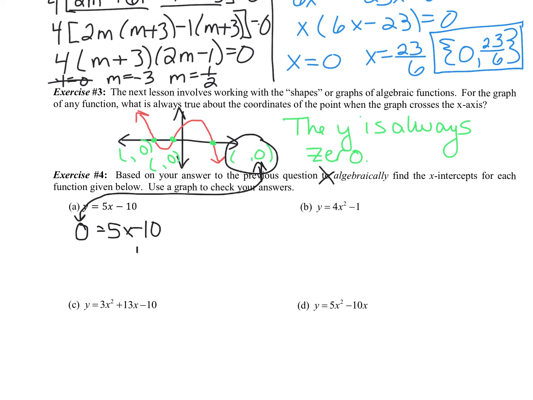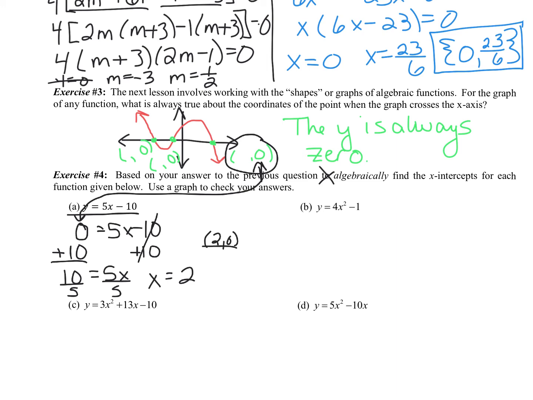Now this one I can just add 10. This is linear, so I don't have to factor it. I know it might feel tempting to factor it, but I don't need to, because we don't have an x squared and an x. So here I get x equals 2. And if I graphed y equals 5x minus 10 on my calculator, I would see that this crosses the x-axis at the point (2, 0).